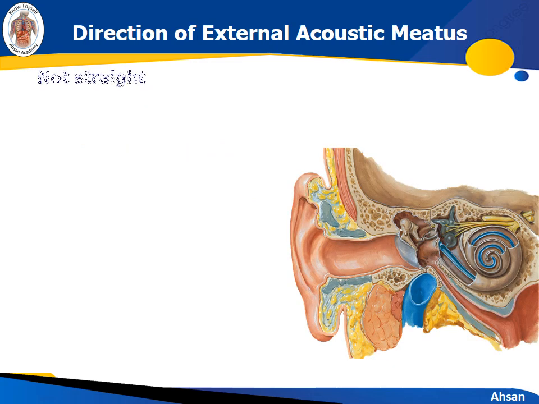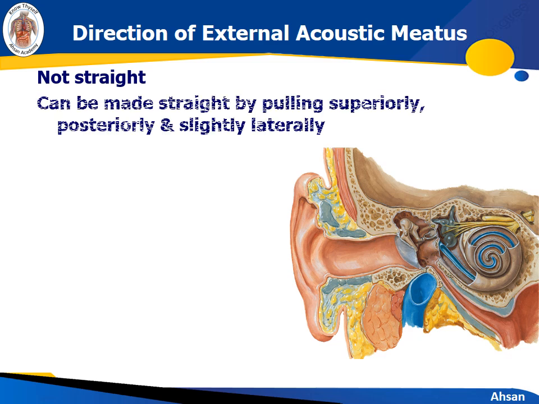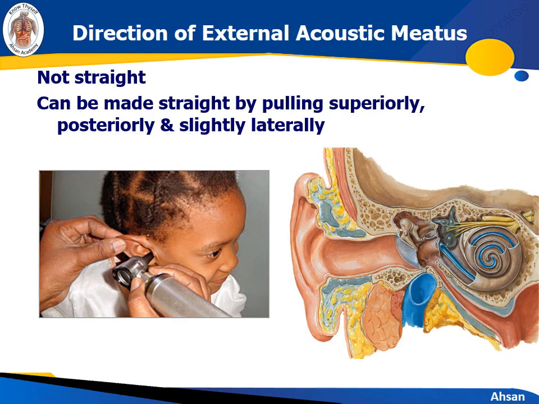External acoustic meatus is not straight. It is a bit sinuous. It can be made straight because the outer part has a cartilaginous wall that is elastic in nature, and it is flexible. The shape can be changed by straightening, pulling the external auricle superiorly, posteriorly, and slightly laterally. This makes the external acoustic meatus straight.